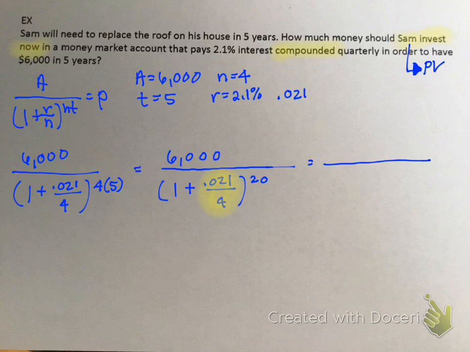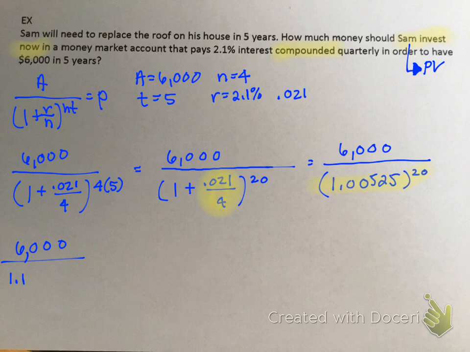And when I do that, I get 1.00525 raised to the 20th power, and 6,000 is in the numerator. I'm still not done with the denominator, so I need to raise what I just found, 1.00525, to the 20th power. So that will result in 6,000 over 1.110405579923. At this point, if you have the answer key, definitely utilize it.